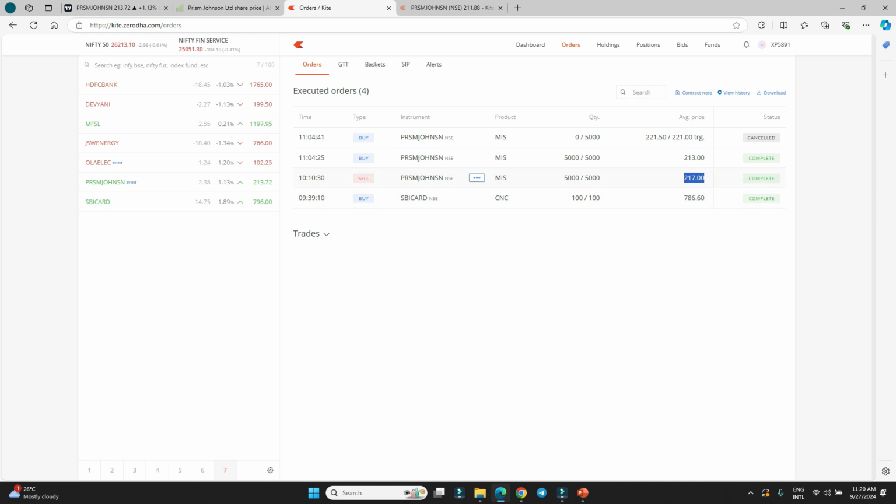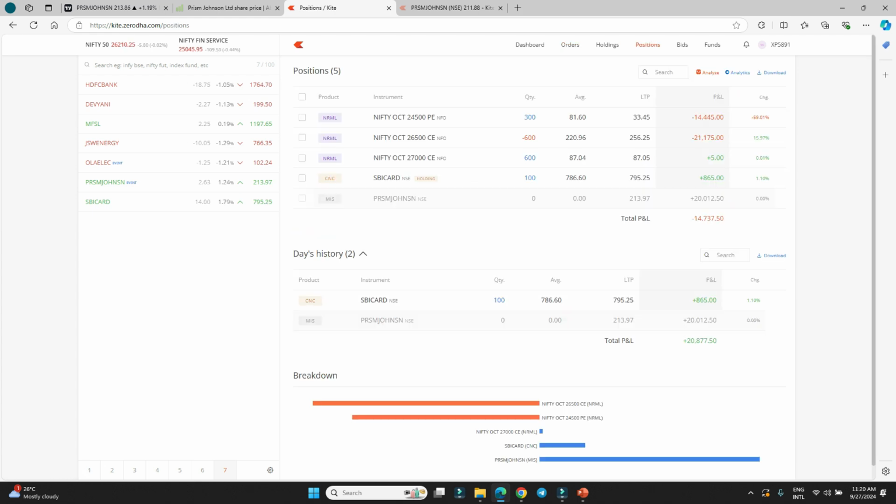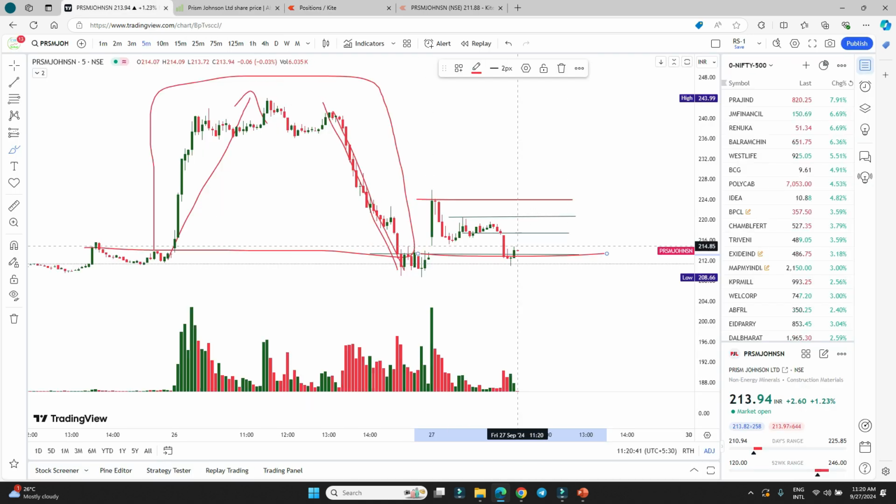So what is this? 217 to 213, 4 points, 4 into 5,000, which is 20,000 profit. This is how we must trade on the intraday. We need the trend, we need the pattern.